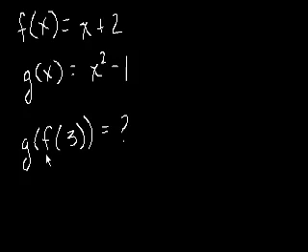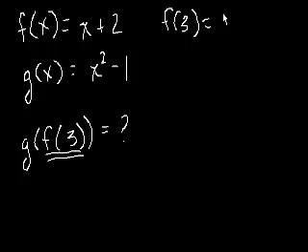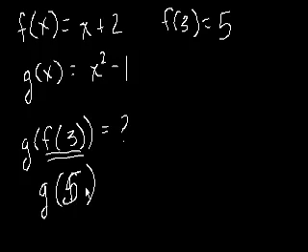well, the first thing we want to do is evaluate what f of 3 is, right? So the 3 would replace the x. So f of 3 is equal to 3 plus 2, which equals 5, right? So g of f of 3 is the same thing as g of 5, because f of 3 is equal to 5. Sorry for a little bit of messiness. So then what's g of 5? Well, we take this 5 and we put it in place of this x. So g of 5 is 5 squared, 25 minus 1, which equals 24. So g of f of 3 is equal to 24.